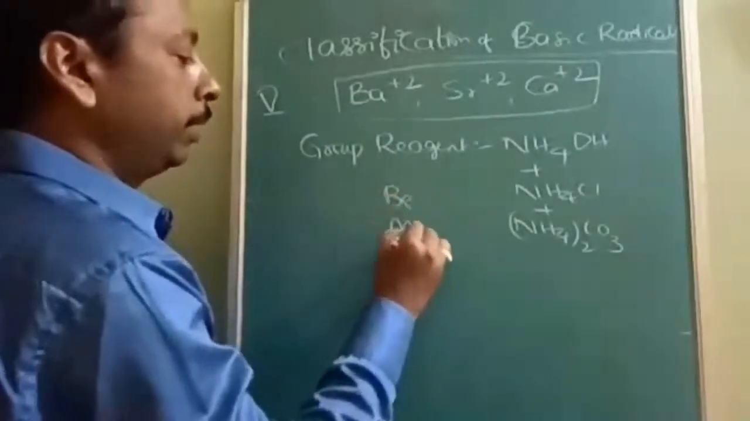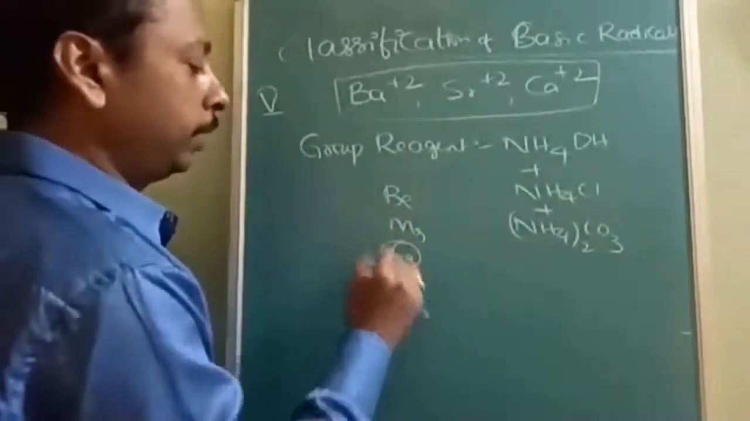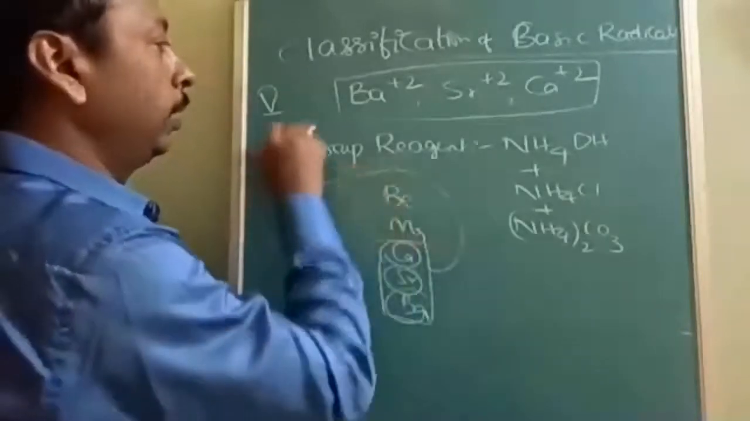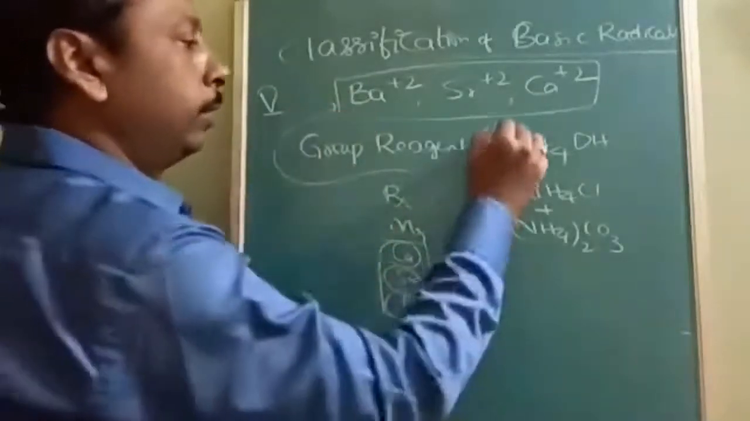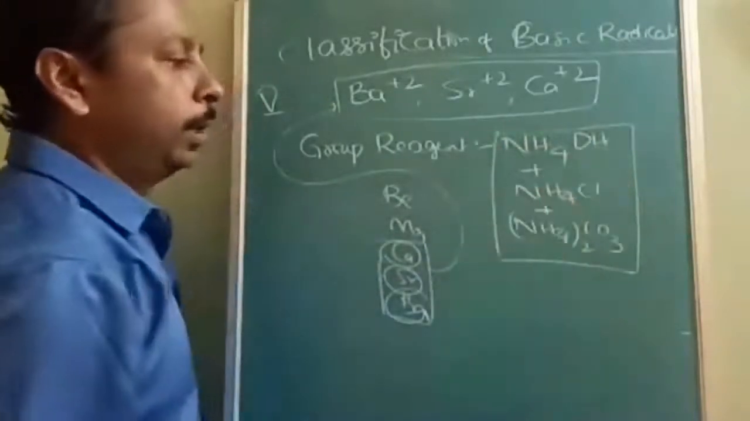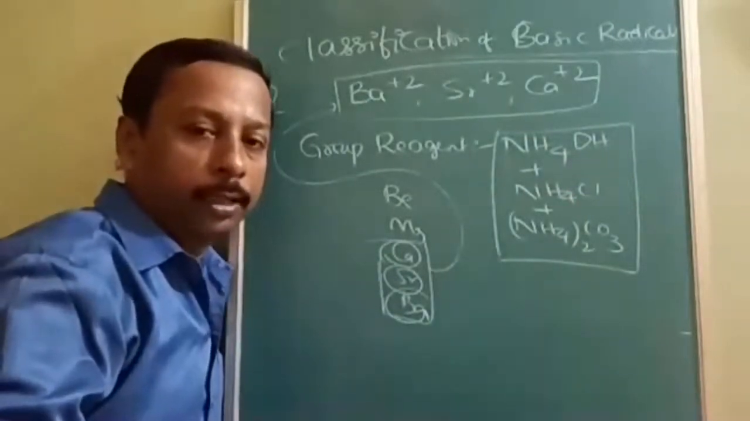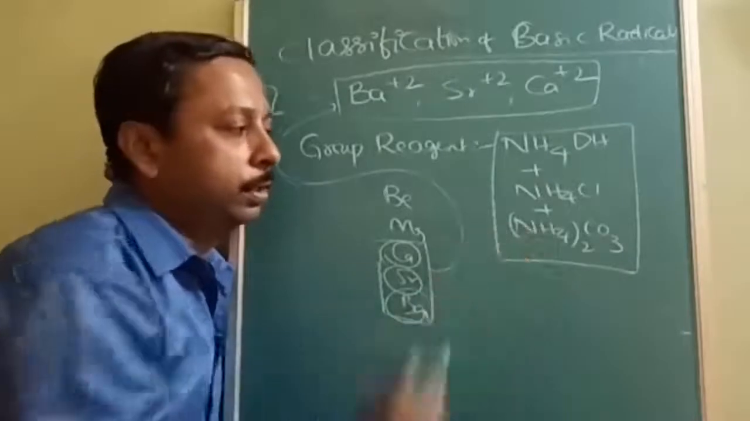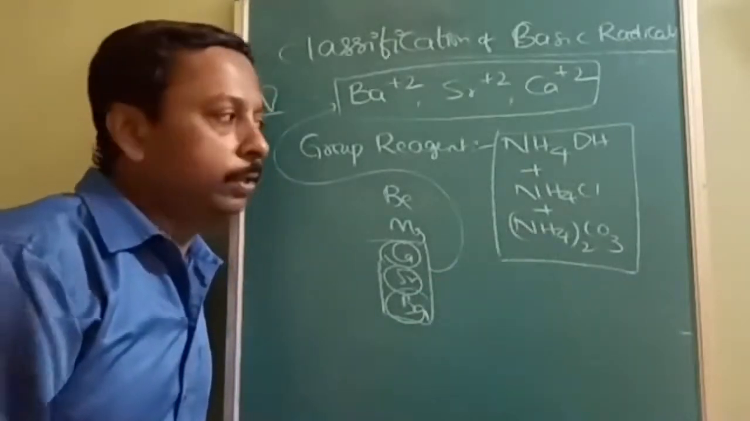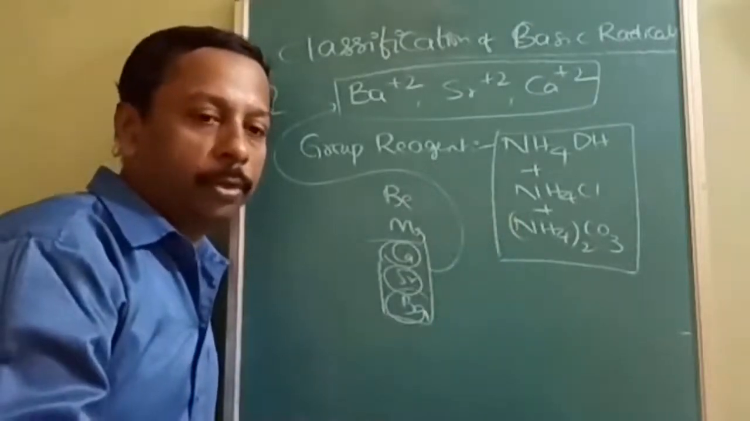Beryllium, magnesium, calcium, strontium, barium. Out of this, calcium, strontium, and barium are the ions belonging to the fifth group. Here a total of 3 group reagents are used: ammonium hydroxide and ammonium chloride from the previous group only. But after that, another group reagent is added. What is that? Ammonium carbonate. Ammonium carbonate is in addition to the previous reagents. Note this down.